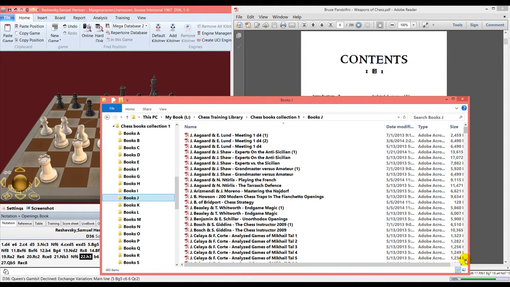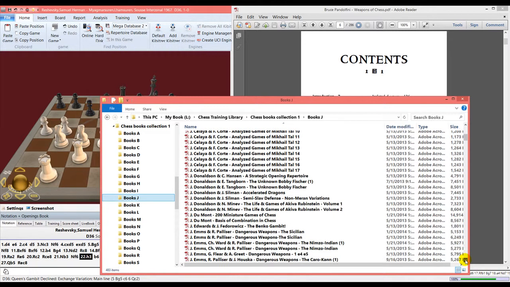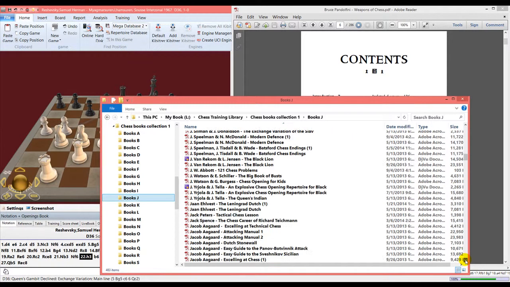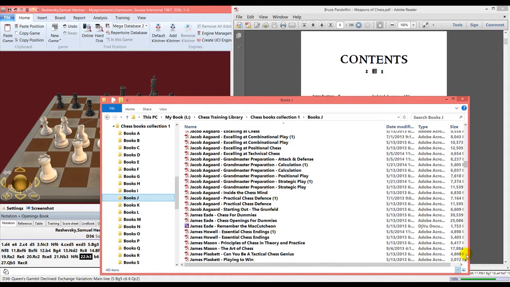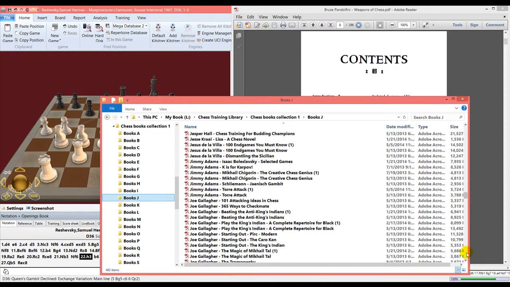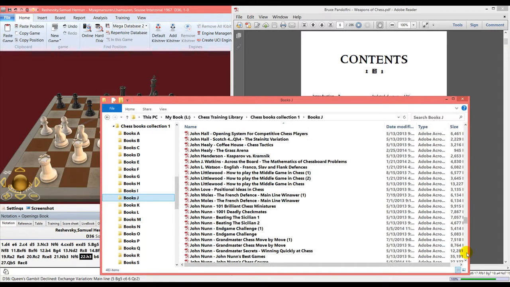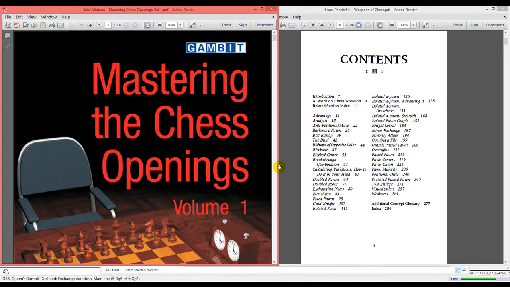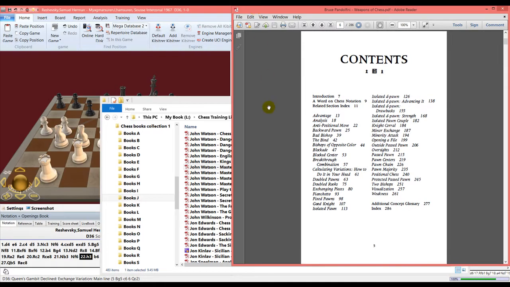I'm going to go ahead and pull these up. It's the John Watson series. He's got 4 of them on mastering the chess opening. Yeah, I've got a lot of Jacob Aagaard's books. Jan Timman, John Nunn. We've got a lot of John Nunn stuff. There you go. You can see it right there. We've got all 4 volumes. Yeah, right there.